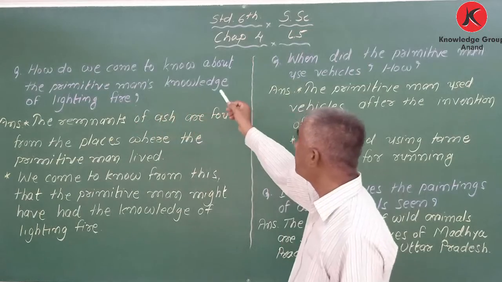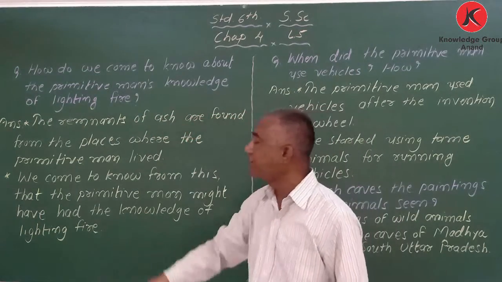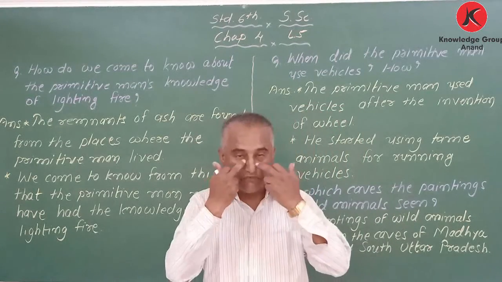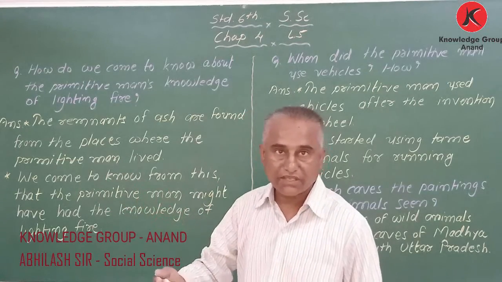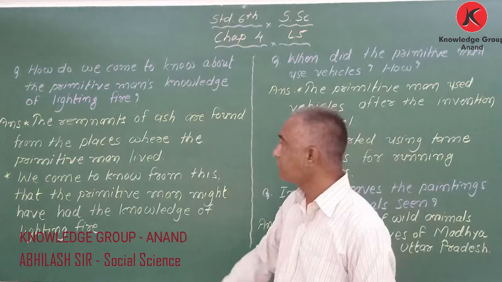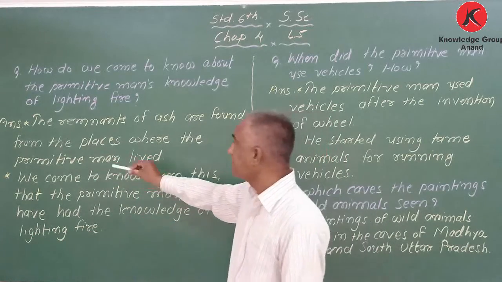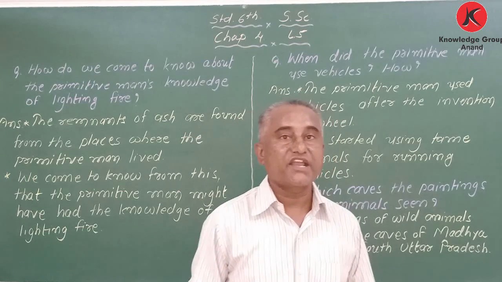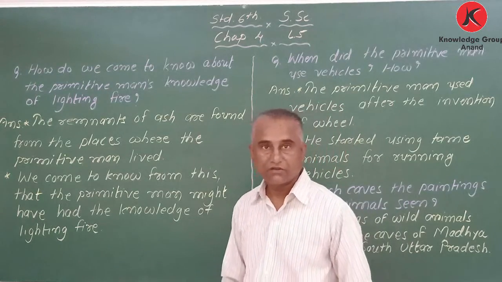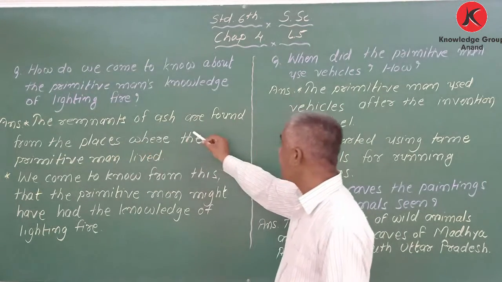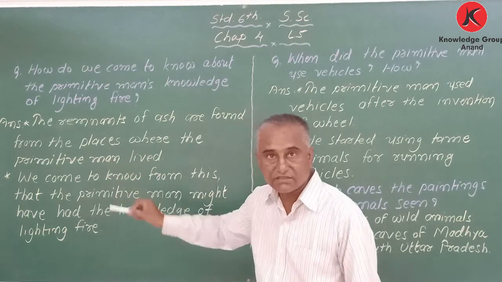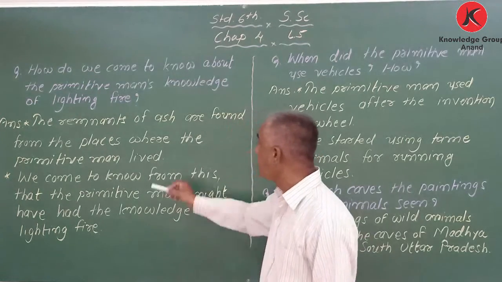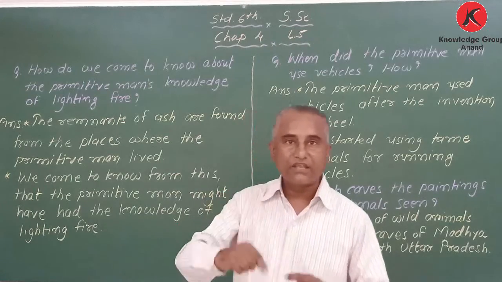So how do we come to know about the primitive man's knowledge of lighting fire? We have got some proof about the knowledge of fire, and because of that we can say. Without proof we cannot say anything. So here the answer is: the remnants of ash. Ash means rakh. The remnants of ash are found from the places where the primitive man lived. The remnants mean the proof.